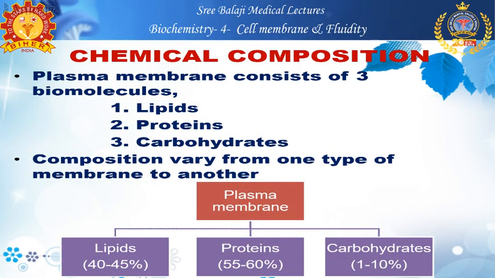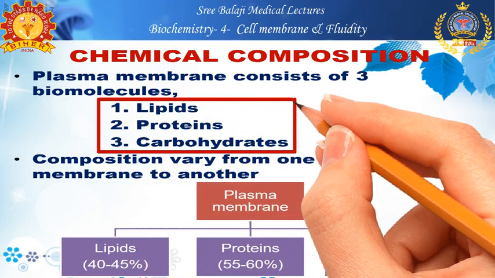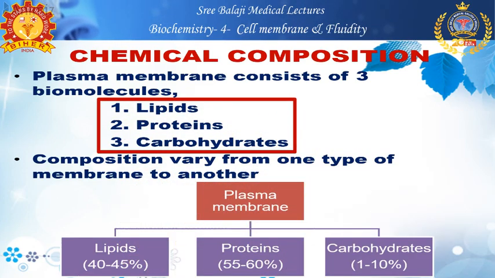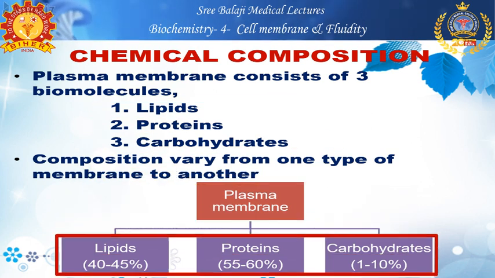So coming to its chemical composition, the plasma membrane consists of three biomolecules: lipids, proteins, and the third one, carbohydrates. The composition may vary from one type of membrane to another, but usually in the plasma membrane 40 to 45% is made up of lipids, 50 to 60% is made up of proteins, and carbohydrates are present in a very minimal amount, nearly 1 to 10%.